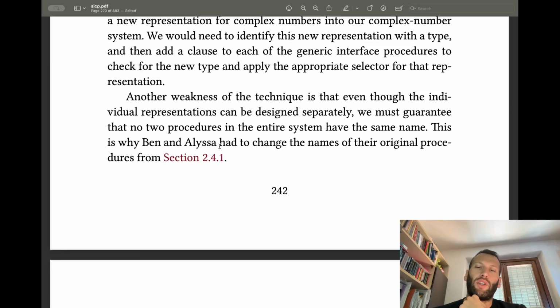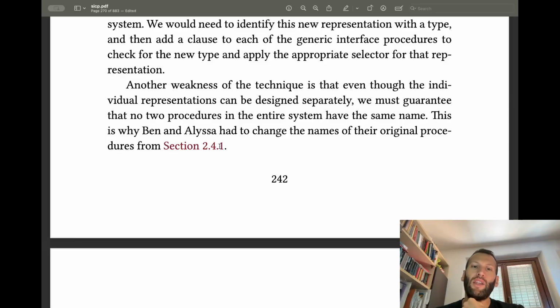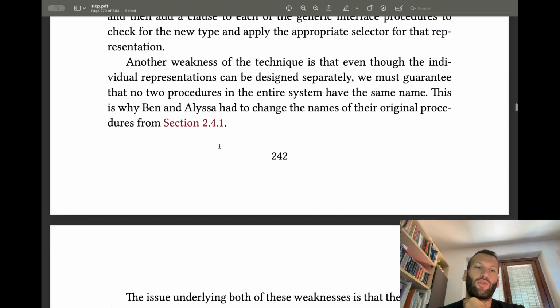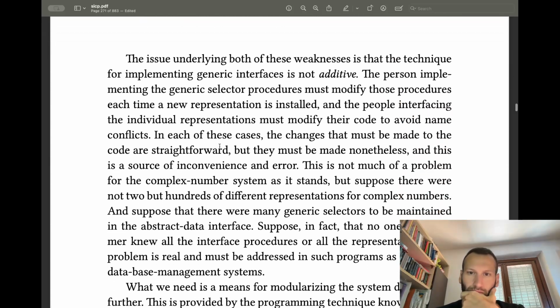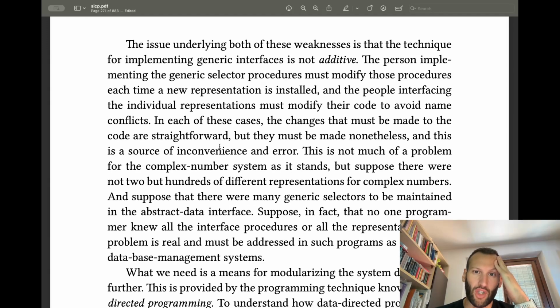Another weakness of the technique is that though the individual representations can be designed separately, we must guarantee that no two procedures in the entire system have the same name. This is why Ben and Alisa had to change the names of their original procedures from section 2.4.1. The issue underlying both of these weaknesses is that the technique for implementing generic interface is not additive. The person implementing the generic selector procedures must modify those procedures each time a new representation is installed. And the people interfacing the individual representations must modify their code to avoid name conflicts.